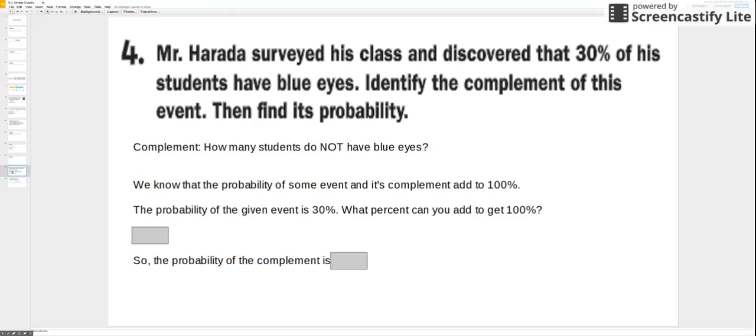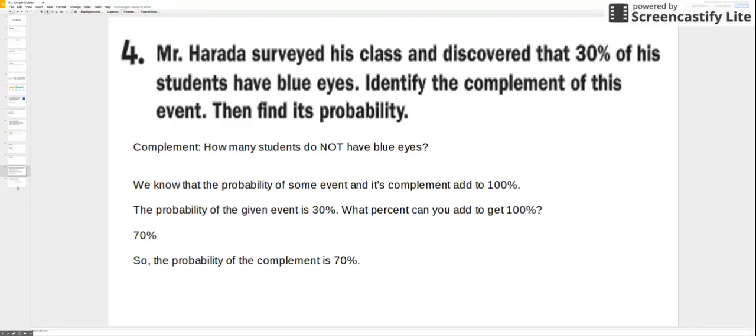Mr. Harada surveyed his class and discovered that 30% of his students have blue eyes. Identify the complement of this event, then find its probability. If 30% have blue eyes, then how many do not have blue eyes? That's the complement. We know that the probability of some event and its complement add up to 100%. The probability that we're given is 30%. So what percent can you add to 30 to get 100? Well, 70. So the probability of the complement is 70%.